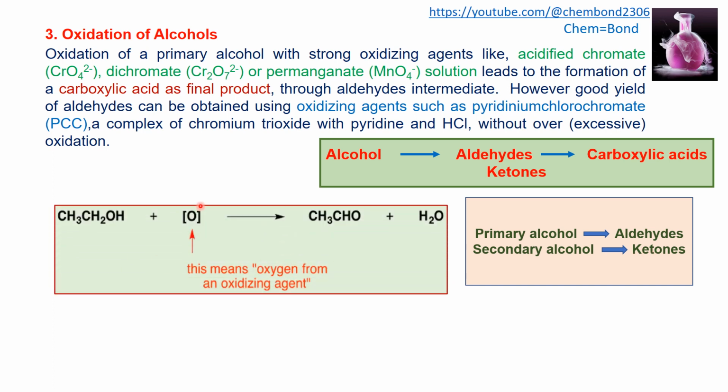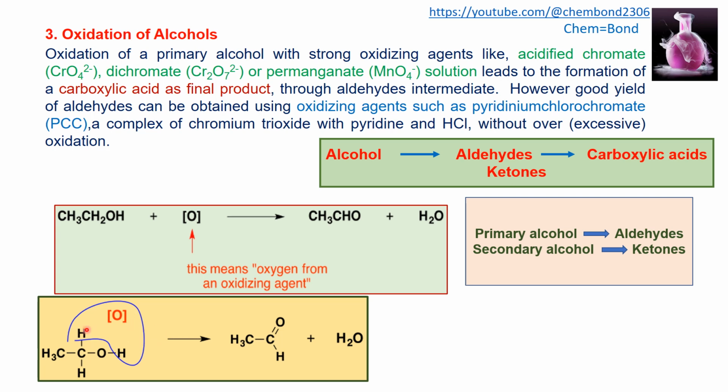Here this is the oxidizing agent, oxygen from the oxidizing agent, and this will be the primary alcohol because here the OH is attached to that carbon which is further attached to one alkyl group or one carbon atom. So when it is treated with oxygen, it will produce aldehyde.